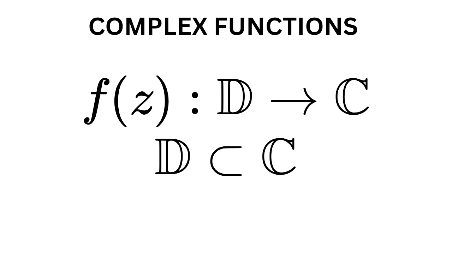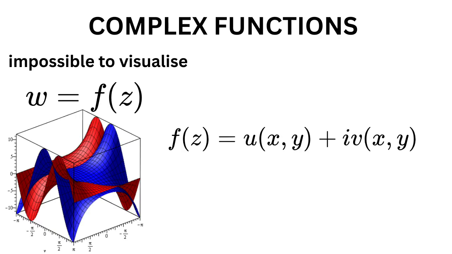What are complex functions? Simply, a complex function is a function that takes a complex number as input and produces a complex number as an output. A complex function f of z is a rule that assigns a number w, which is a complex number, to every complex number z in its domain. Or to put it more simply, it takes a complex number z, applies a rule to it and produces another complex number w. It is denoted as w equals f of z.